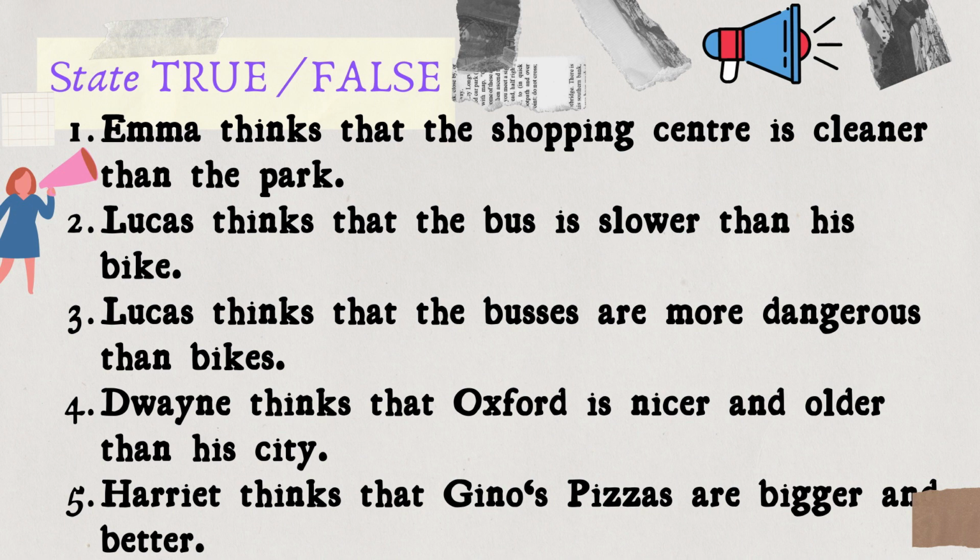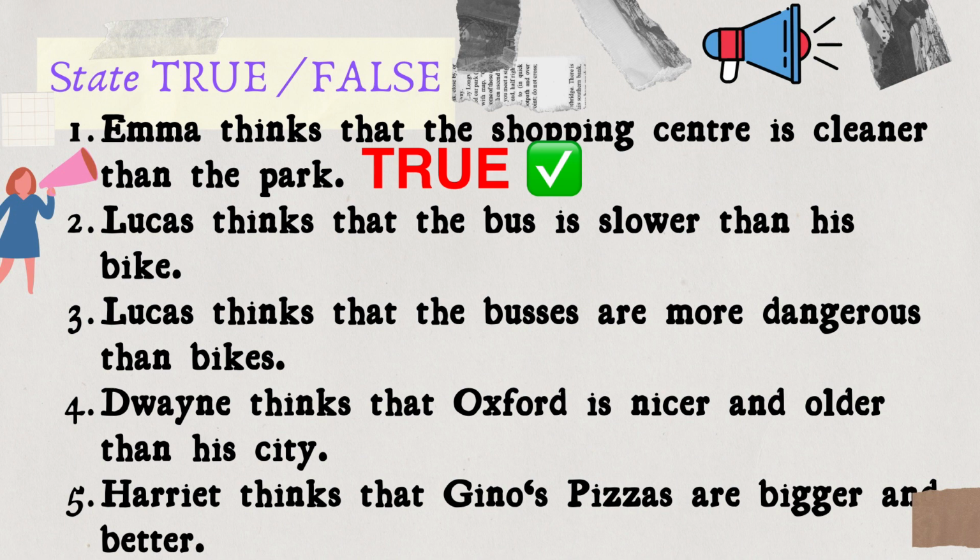Okay, thanks. So the answer is true. True, Emma thinks that the shopping center is cleaner than the park. Second question: Lucas thinks that the bus is slower than his bike. Let's listen to this audio.